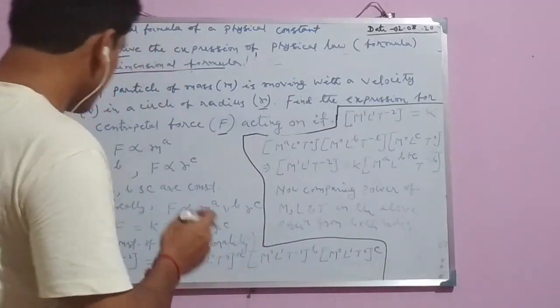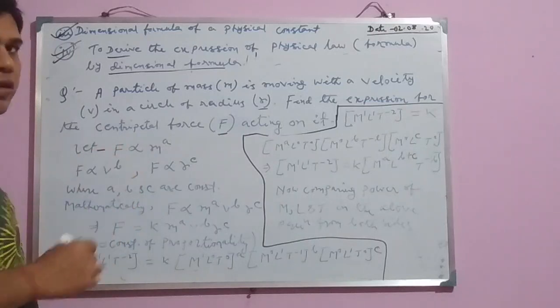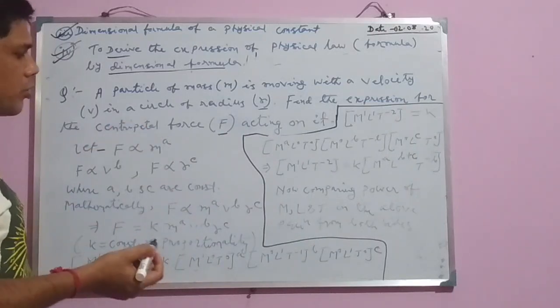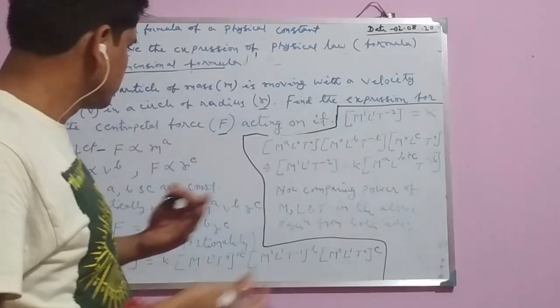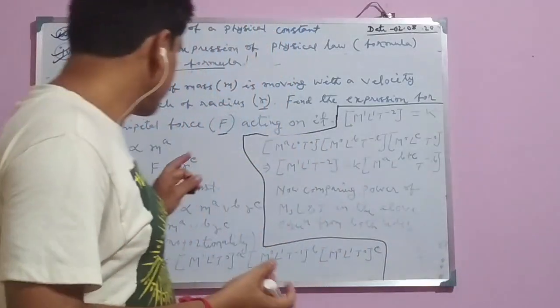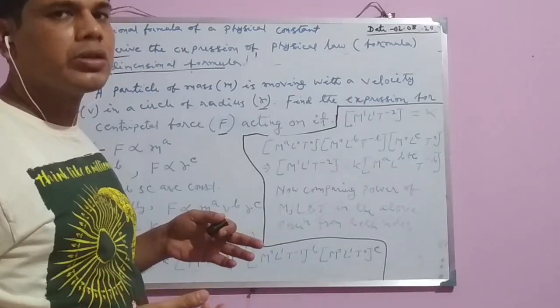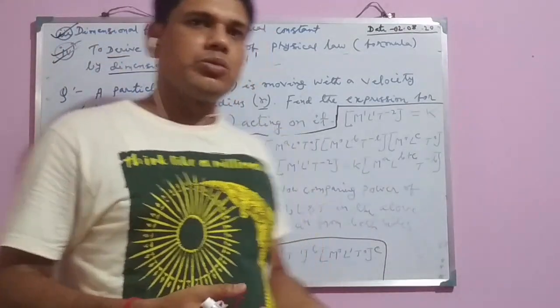Now first, this is the procedure. F is the centripetal force. We don't know how it depends on mass, how this centripetal force depends on velocity, and how it depends on the radius of the circle.